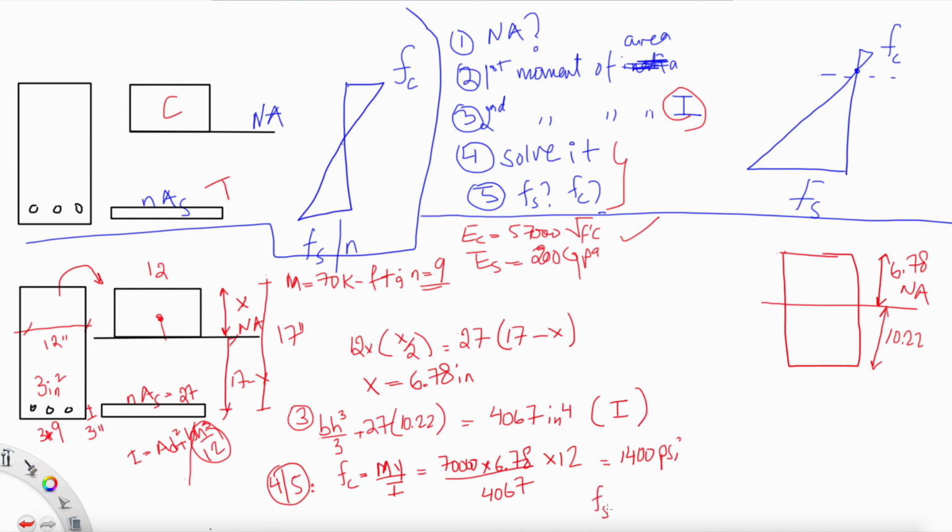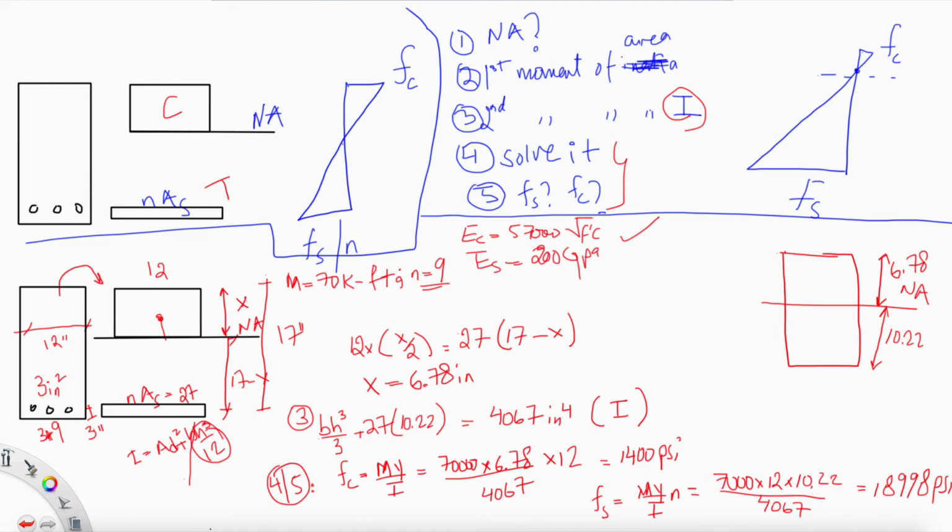What about the stress in steel? It is the same, My over I, but multiplied by n. When we do that, it is 70,000 multiplied by 12 multiplied by 10.22 over 4067, and it is equal to 18,998 psi.